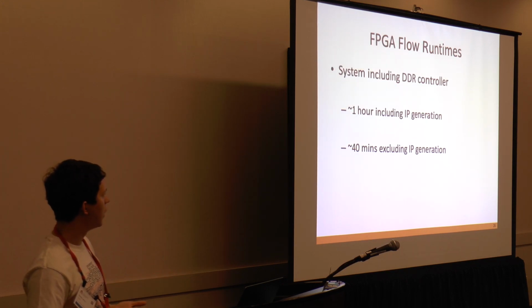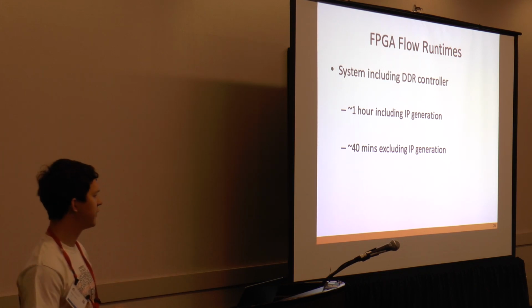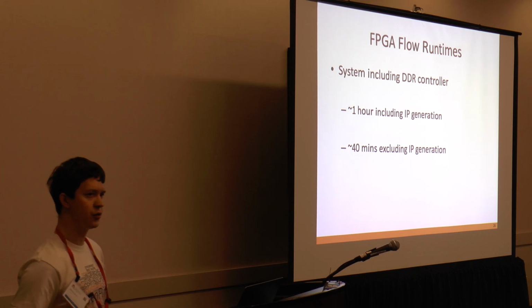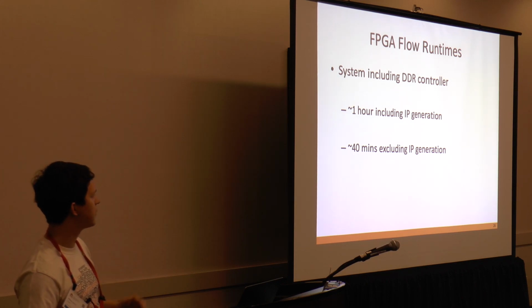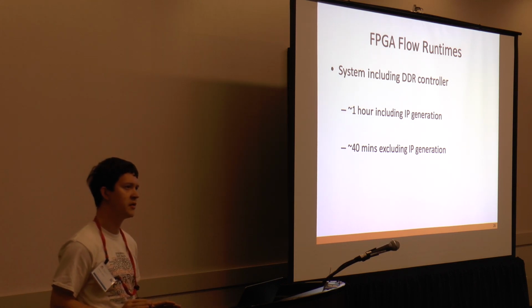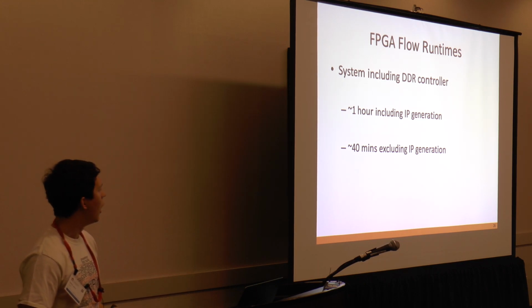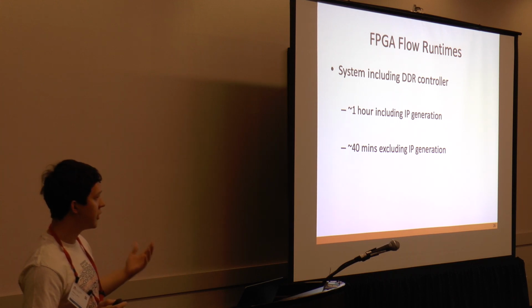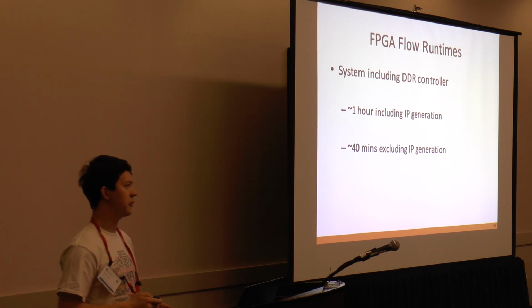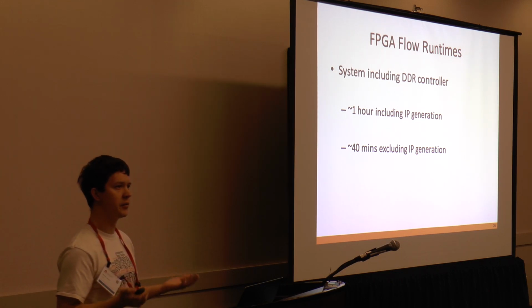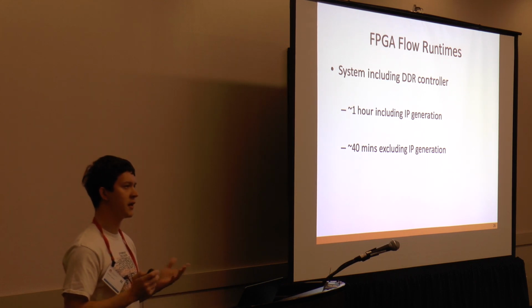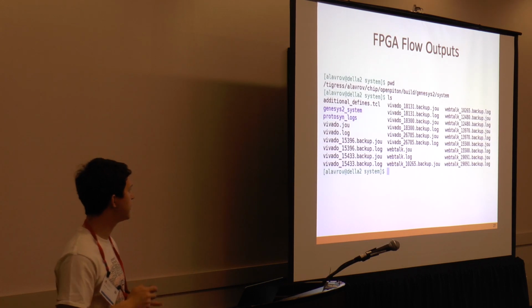And the runtime depends on the size of the design. So these numbers are presented for one core for the Genesys 2 board, which is on your table, and it takes around 1 hour to generate all IPs. IPs, for example, for Ethernet controller, for memory controller, and after IPs are generated, it takes around 40 minutes for the whole flow, and for larger designs, it can take several hours. For example, for Amazon, it can take from 2 to 3 hours.